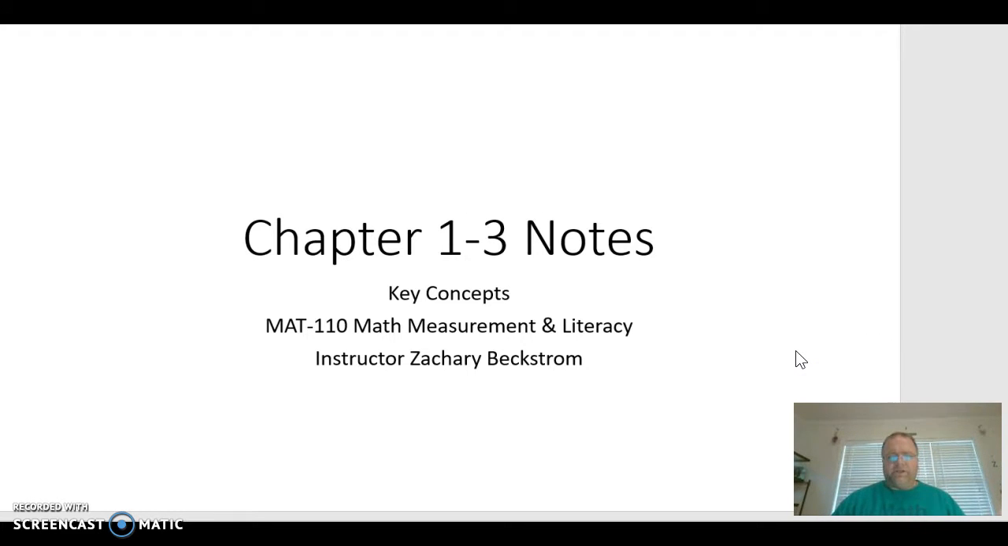This is an introduction to percent. We'll be looking at how to convert different numbers to different forms, percents to decimals, fractions to percents, all of those kinds of things. So let's go ahead and get started.